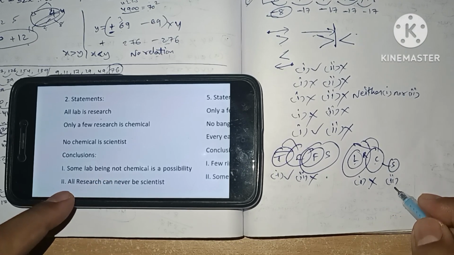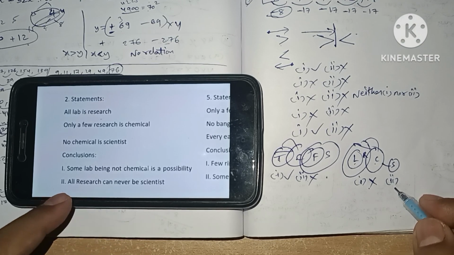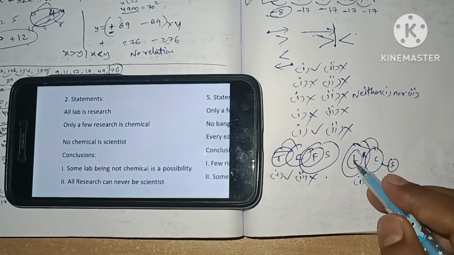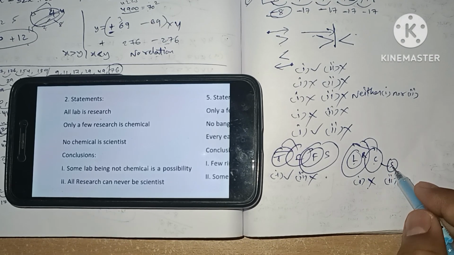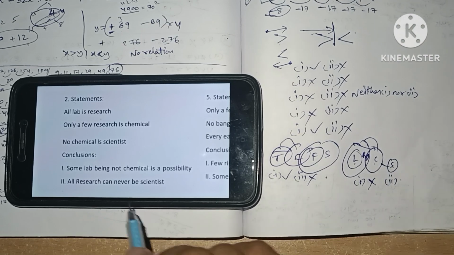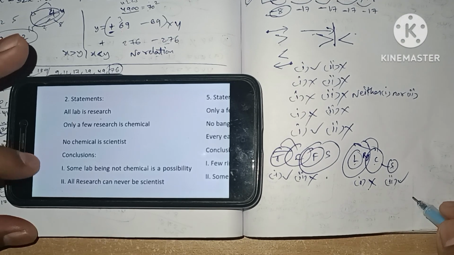Second one, all research can never be scientist. We see never here. So we check whether all research can be scientist or not. All research can be placed inside scientist. It is not possible because of this part. So all case fails means all never case will be true. Let's see third one.